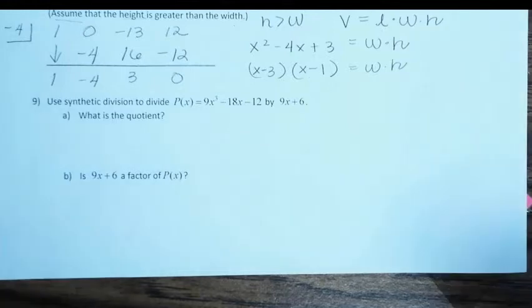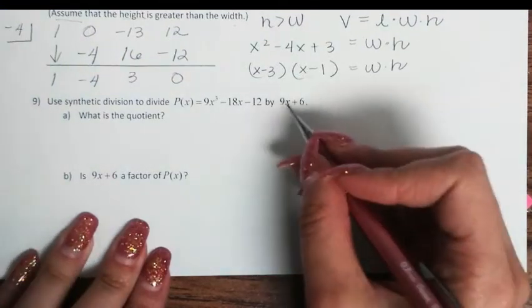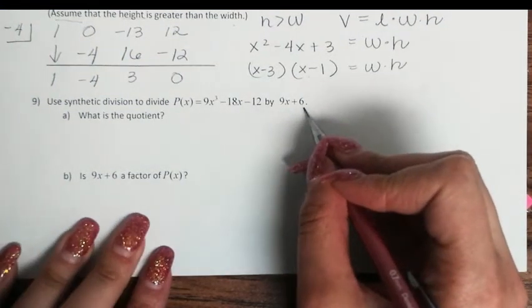For the last problem of this section, what you need to use is again synthetic division, and you have the polynomial 9x cubed minus 18x minus 12, and you want to divide that by 9x plus 6, and you're like, well, here I'm a little bit confused or tormented because I have a 9x plus 6.